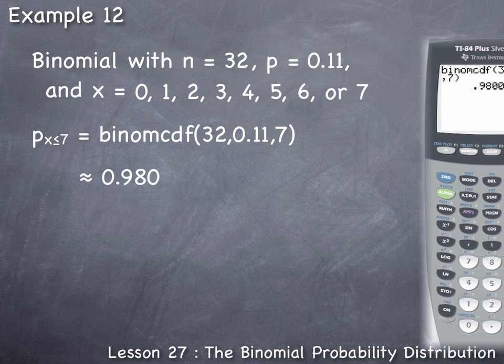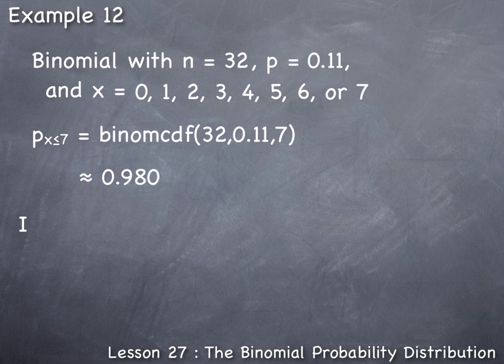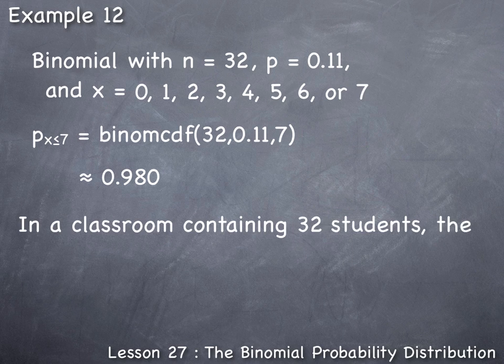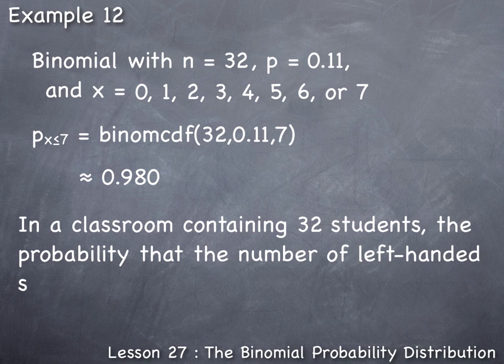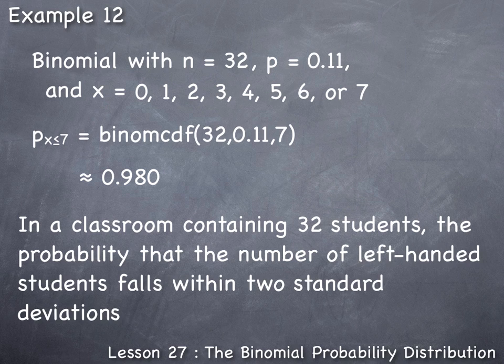Thus, in a classroom containing 32 students, the probability that the number of left-handed students falls within 2 standard deviations of the mean is 98.0%. So if someone was to go into a classroom containing 32 students and predict that the number of left-handed students would be anywhere from 0 to 7, that prediction would be correct 98% of the time.